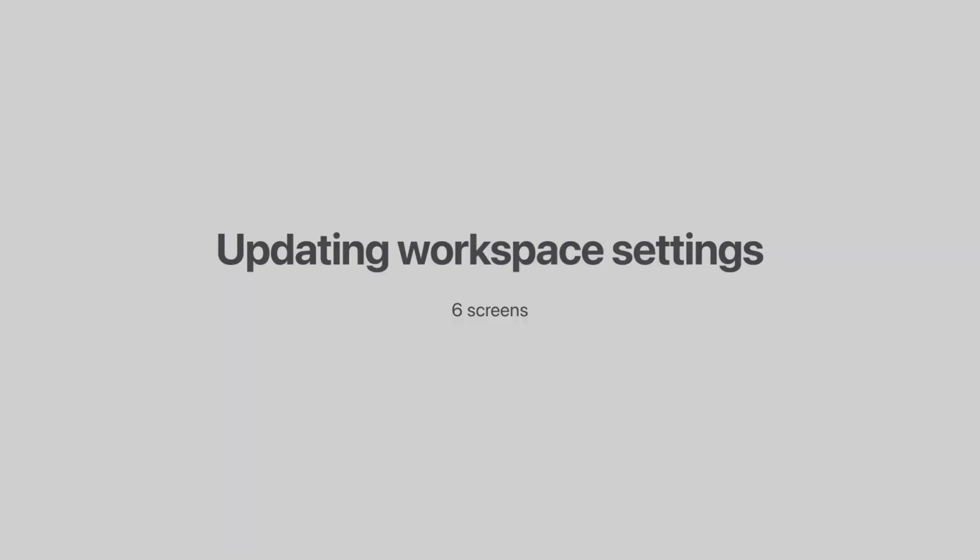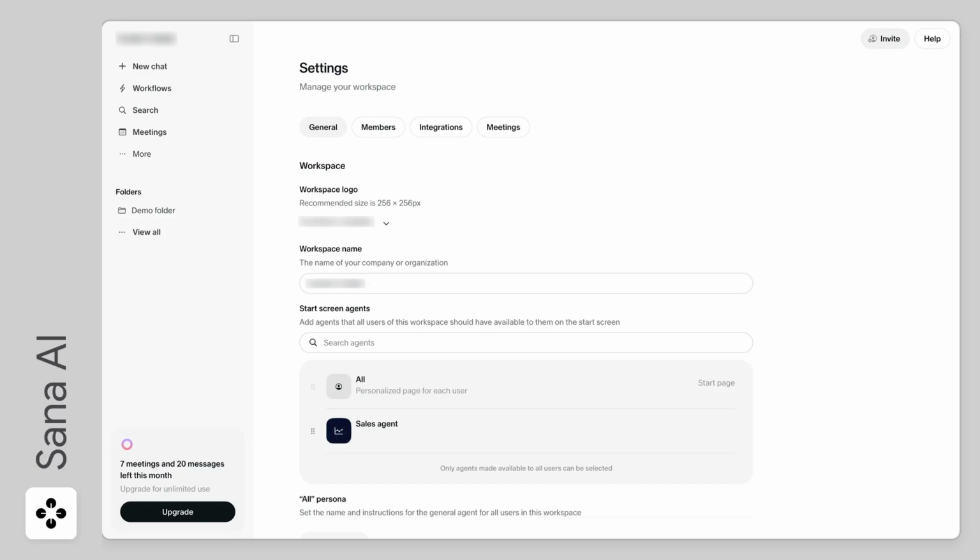Coming up next, we'll dive into updating workspace settings. We're in the Workspace settings on the General tab. Next, select the Workspace logo drop-down. Then, choose to remove the image. After that, type the new workspace name. Click Save Changes to update. Finally, see the updated workspace settings.